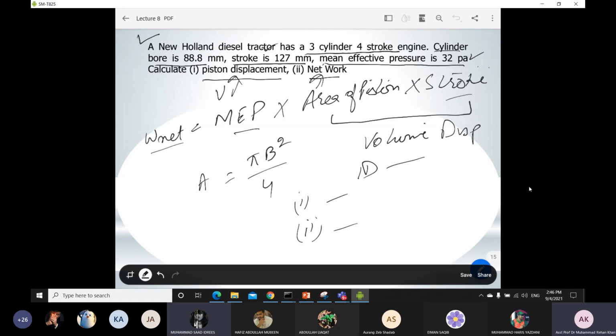During the fourth stroke there will be two revolutions in your engine, okay, because there are two power strokes. One is the compression one, one is the expansion one. So your crankshaft will rotate two times for one cycle.